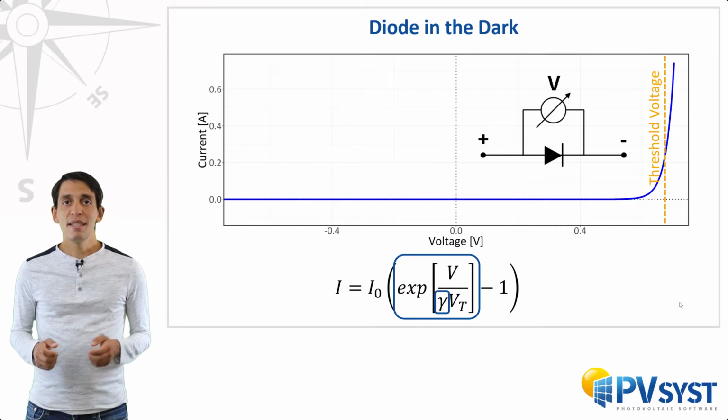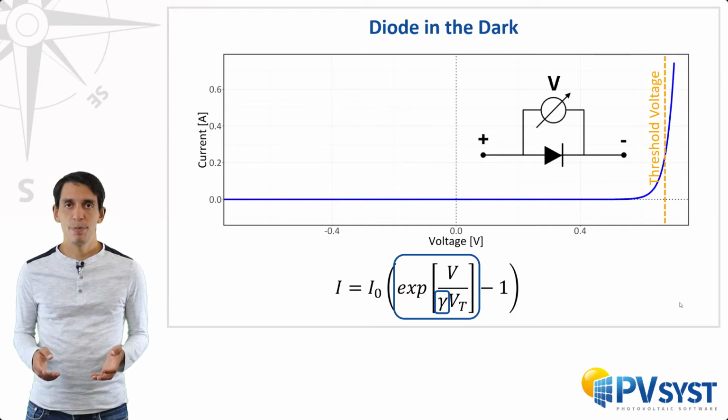Gamma represents the ideality factor of the diode. This value is intrinsic to the diode and does not change based on external conditions. A value of 1 represents an ideal diode, while a larger value leads to a shift of the exponential shape as observed in the real world.